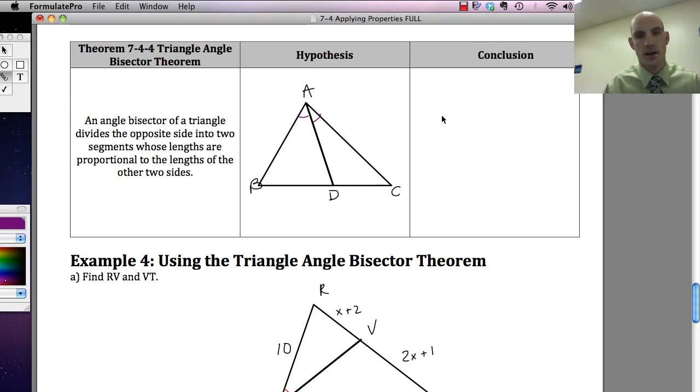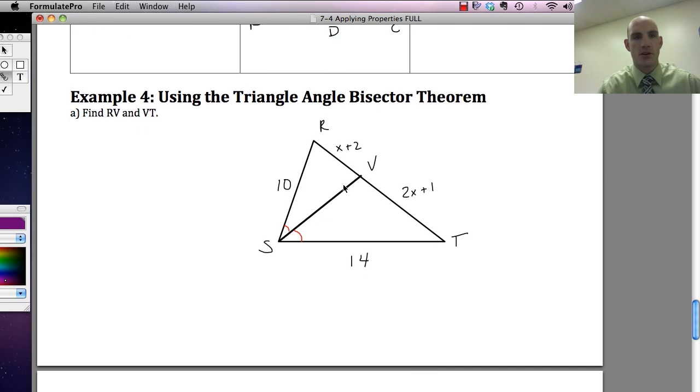What does this actually mean? It gives us BD over DC is equal to AB over AC. So AB over AC is BD over DC. This is really actually kind of cool because now we have one triangle and one extra line that gives us all of these relationships between things that don't even look related. Okay, so this is good for us.